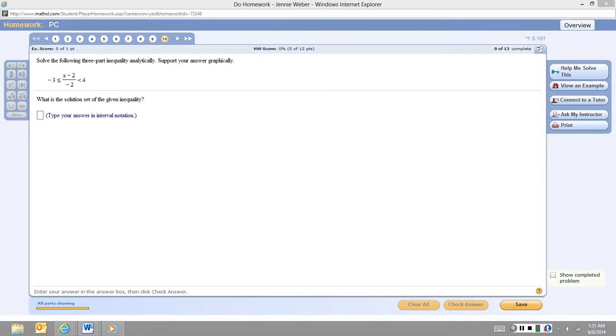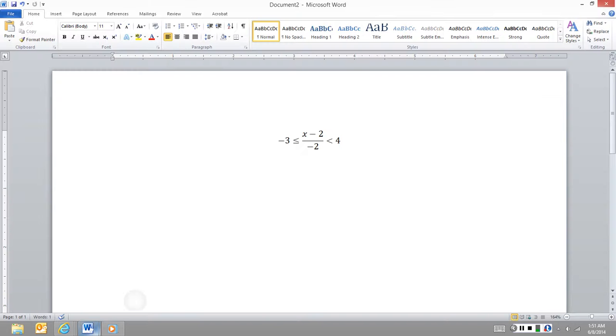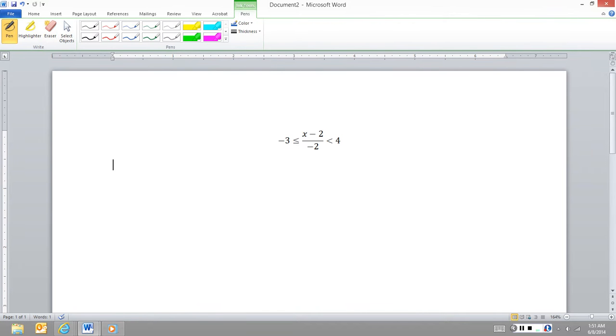We are solving the following three-part inequality, and we're used to solving regular two-part inequalities, just like equations. And whatever you do to one side, you do to the other side. A three-part inequality, whatever you do to one side, you do to all three. So there's really nothing new here. This is a typical inequality. The only difference is now that you're working with three sides instead of just two. So, more fun, right?